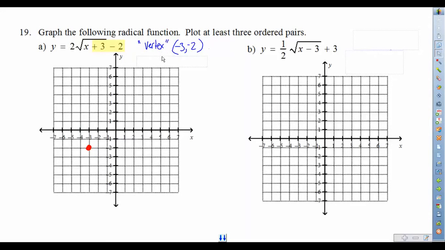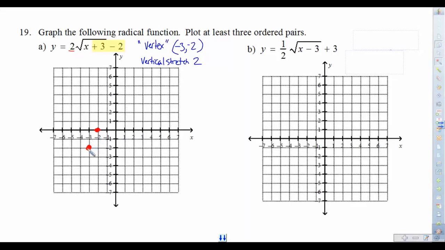Well, what else we have going on is that because of that 2 that's sitting there in front of the radical, we have a vertical stretch of 2. So, just like any square root function, isn't the square root of 0 a 0, so we don't move, we plot a dot. The square root of 1 would be 1, so instead of going up 1, we're going to go up 1 times 2. It's very similar to that work we did with parabolas if you think back to chapter 4, isn't it?